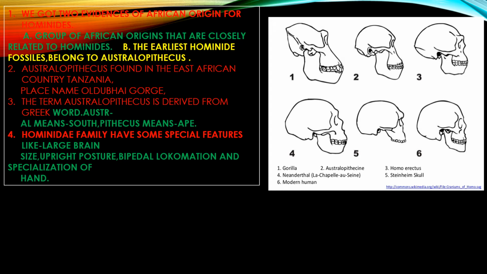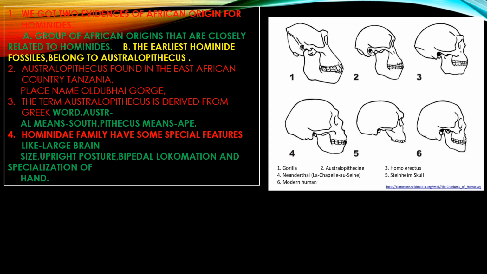Now we have two evidences of the African origin for hominids. A group of African origins that are closely related to the hominid fossils. The earliest hominid fossils we have found in Africa, especially in East Africa, is called the Australopithecus. It has a meaning, because Austral means south and Pithecus means ape. Because in the southern part of the African continent we have found it, we have given the name. The name of the place was Olduvai Gorge.